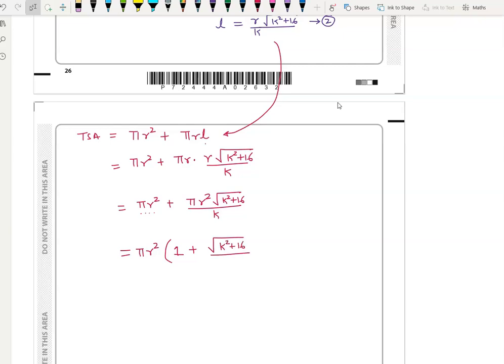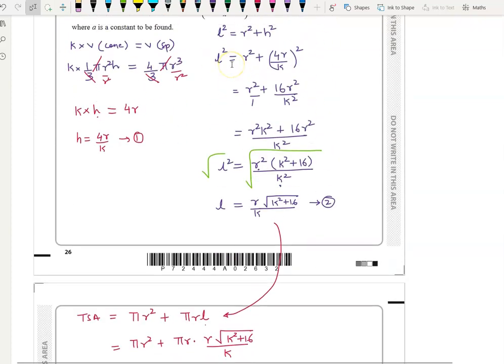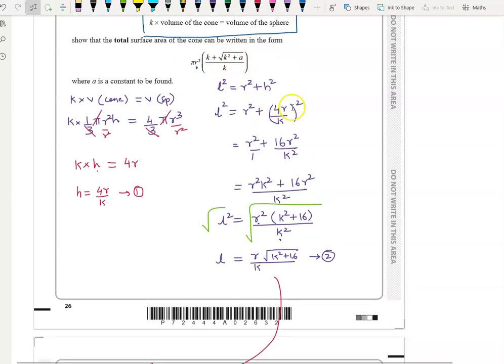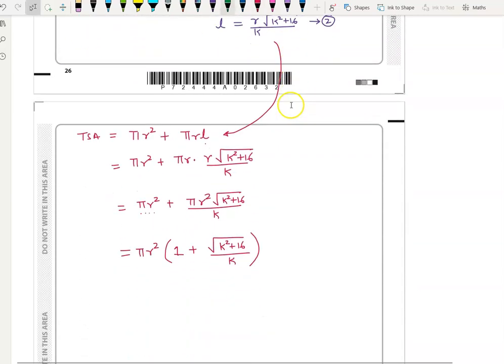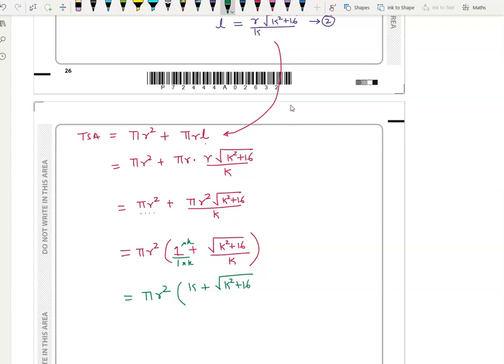Okay, but they want these two terms as one term inside the bracket. So let's combine them. The first one is 1, the denominator we want is k, so multiply both by k. So the denominators will be same, or you can use the butterfly method, cross multiplication LCM. So you'll get pi r square, 1k, that is k plus square root of k square plus 16 whole upon k. Okay, this is your final answer, total surface area.